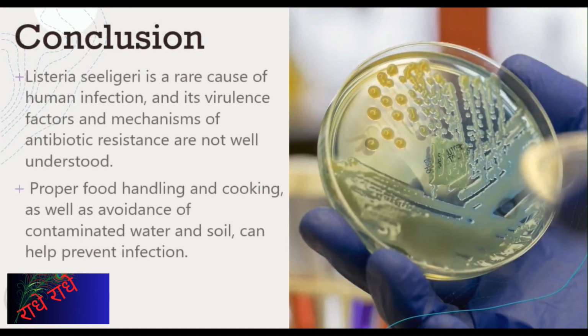It is important to take steps to ensure the food you consume is properly handled and cooked in order to protect yourself and your family from Listeria seeligeri, a rare but potentially dangerous form of foodborne illness. Furthermore, contamination of water and soil should be avoided. Knowledge of the virulence factors and antibiotic resistance of this bacterium is essential for a successful combat against it.